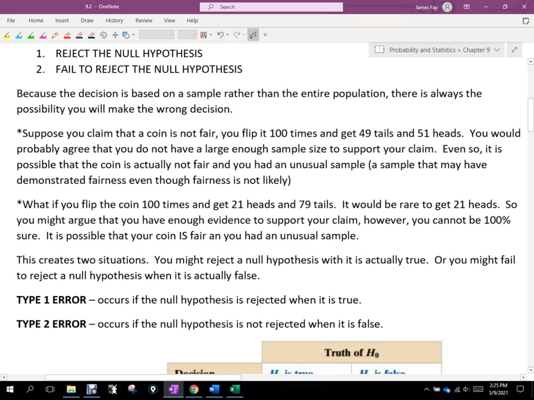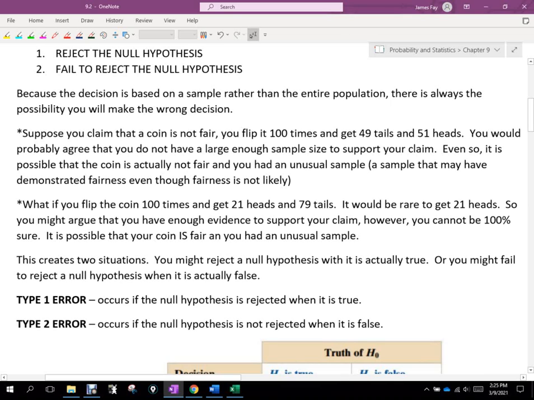Even so, it is possible the coin is actually not fair. So I can't support the claim, but the coin may still be unfair. Does that make sense? I thought it was not fair, I go through a sample, and the sample shows it's fair, but in actuality I have a coin that is ultimately not fair, which aligns with my initial premise, right? That would be what we call a type 1 error.